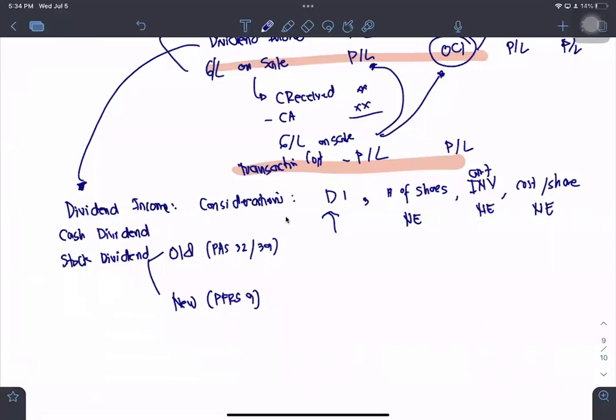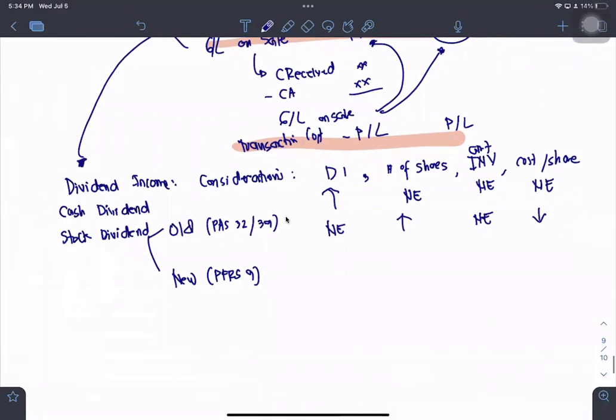Under the old, generally, your entry is only a memorandum entry. If that is a memorandum entry, there is no effect on dividend income, but the number of shares will increase. The amount of investment has no effect. Therefore, the cost per share will decrease. Why will the cost per share decrease? Because the number of shares increases.